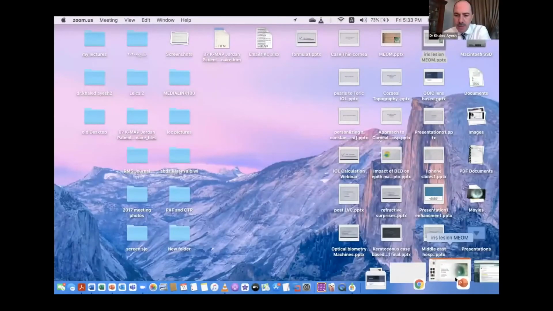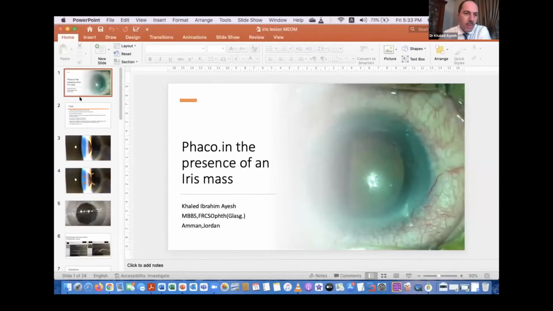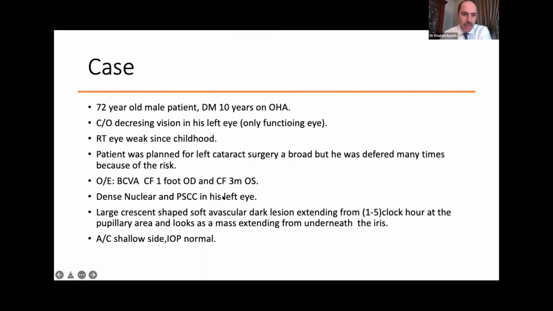Thank you for giving me this opportunity to talk. I will be talking about phacoemulsification in the presence of an iris mass. This is a 72-year-old male patient who presented to me with decreasing vision in his only left eye. The right eye was weak since childhood, and he was planned for left cataract surgery abroad, but his surgery was deferred many times because of the risk of this procedure.